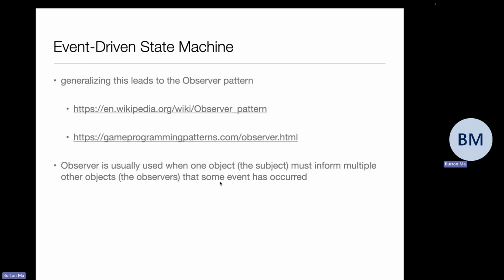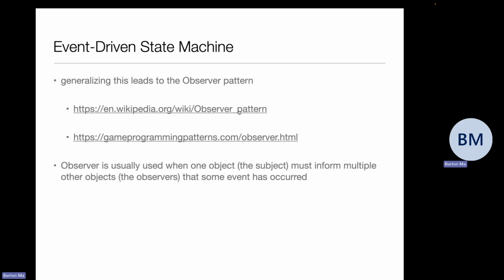Okay, so if you generalize this idea, this leads to something called the observer pattern. The observer pattern is typically used when one object, in our case this would be the state, must inform multiple other objects, called the observers, that some event has occurred. Our observer in this case would be the villager. There's only one villager, and the villager has its own state object. So you don't need to use the full-blown observer pattern in this case. But if you've got one object and it needs to tell a whole bunch of other objects that something has happened, you probably want to look at the observer pattern.